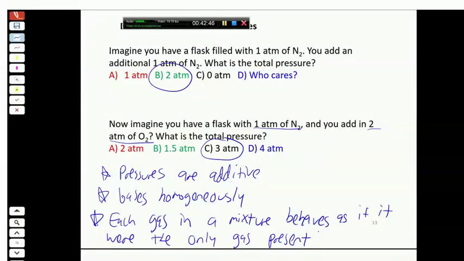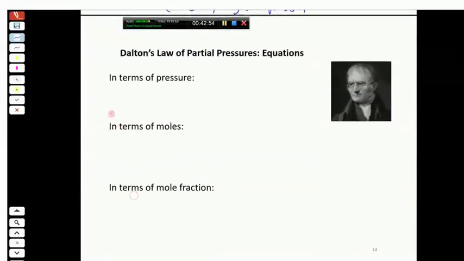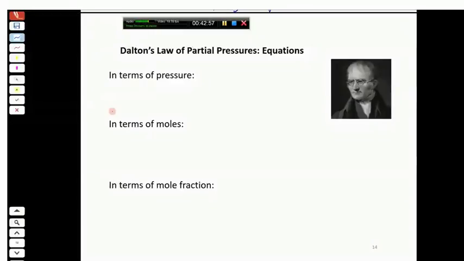Okay? So that's what leads us into another gas law, which is referred to as Dalton's Law of partial pressures. All right? So this is John Dalton, also quite angry with having his portrait done, apparently. And what Dalton's Law of partial pressure deals with is a mixture of two or more gases.